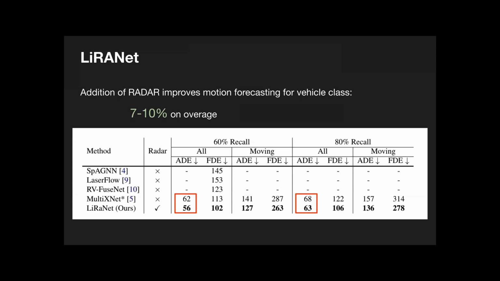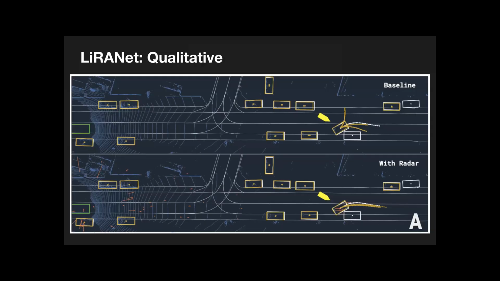Overall, the addition of radar adds about 10% improvement over the base architecture in the task of motion forecasting. And the performance improvement for moving vehicles is even bigger, about 13%. The archived version of the paper does show many examples and brings results to show the benefits of adding radar. Here you can see one of the examples.